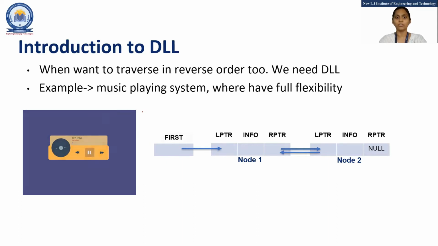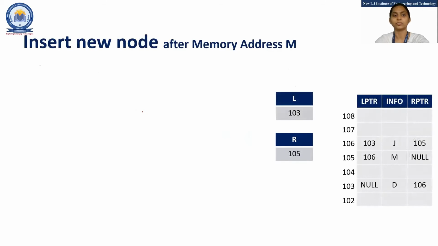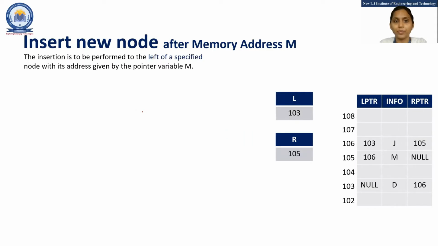Now let me introduce one operation, that is insertion. Insertion means you want to insert something in your linked list. Where should I insert? One memory address is given, that is M. So M is the location and you have to insert something to the left of that M location. Here you don't have to traverse because the memory address has already been given, so you have the power of two types of links. In our case, we have to insert a new node to the left of 106.